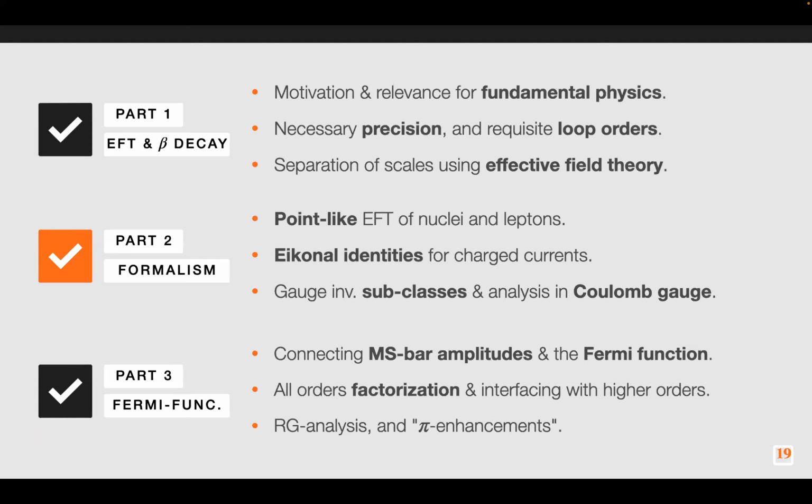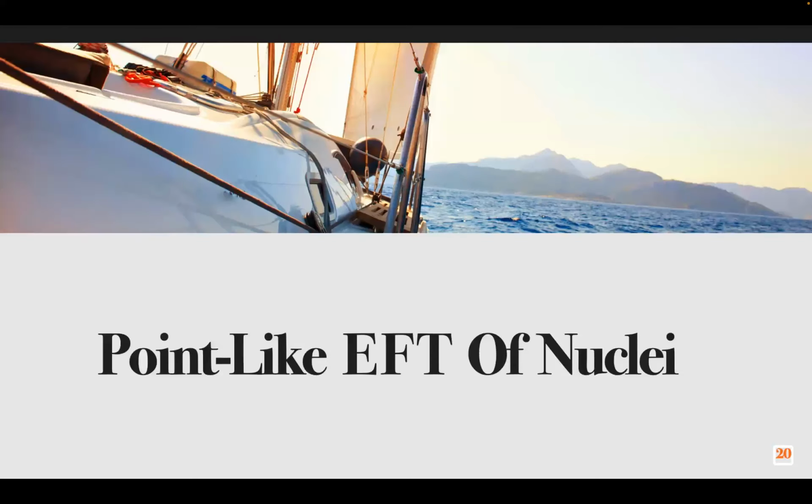Okay, so I think I'm doing okay on time. Now I'm going to talk about part 2. I'm going to introduce what the effective field theory is, the kinds of graphs that we're going to be interested in, and then I'm going to talk about these eikonal identities and how you can identify new gauge invariant subclasses within this problem.